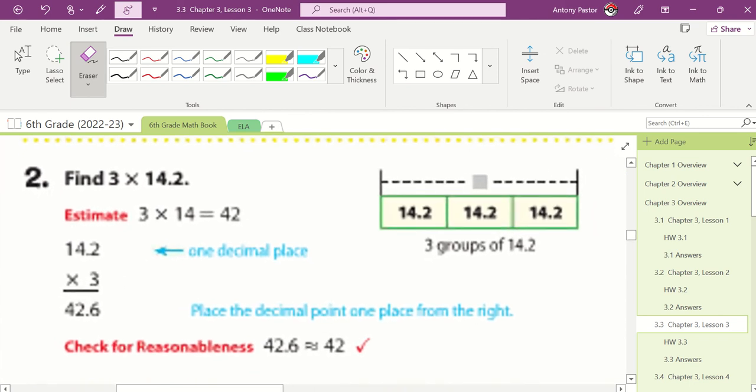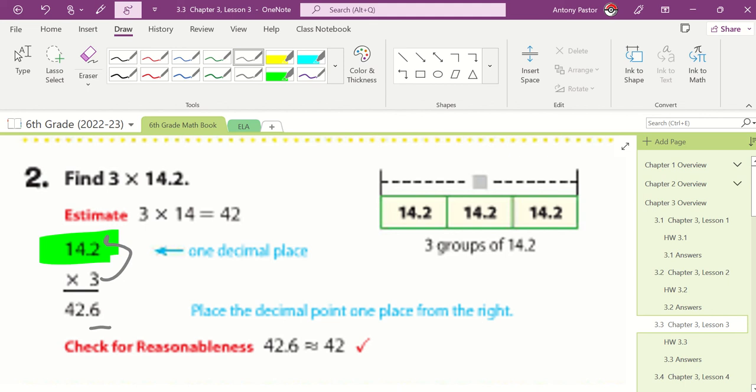3 times 14.2. Again, you're going to want to put the longer number on top. 14.2 times 3. 3 times 2 is 6, if my pen will register. 3 times 2 is 6, hence the 6. 3 times 4 is 12, carry the 1. 3 times 1 is 3, plus the 1 would be 4, and there's our answer.